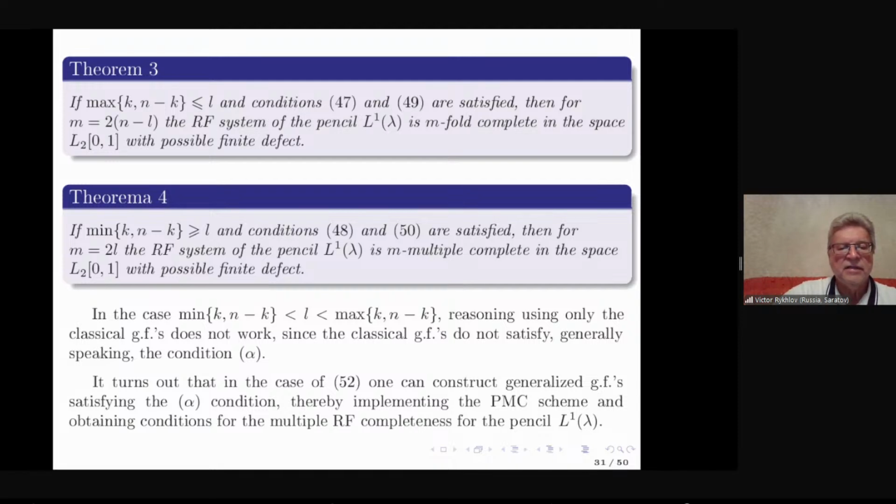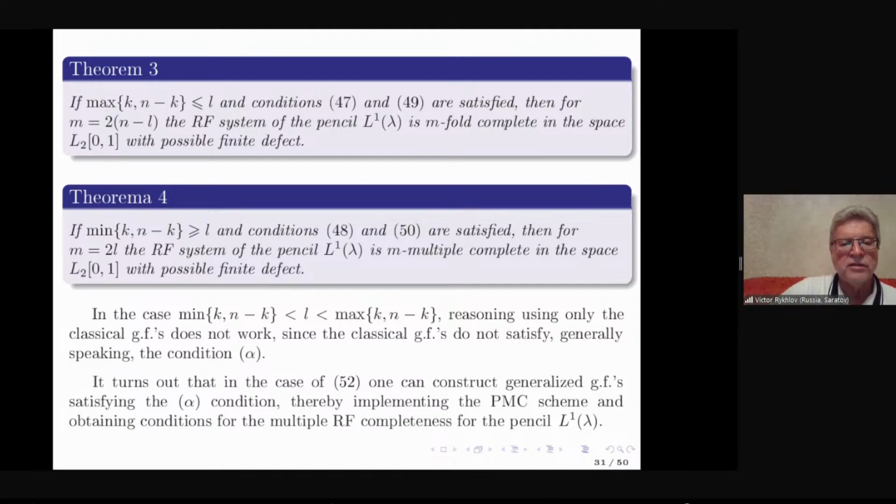In the case which is not covered in theorem 3 and theorem 4, when the minimum of k and n minus k is less than L and L is less than the maximum of k and n minus k, reasoning using only the classical generating functions does not work, since the classical generating functions do not satisfy, generally speaking, the condition alpha.